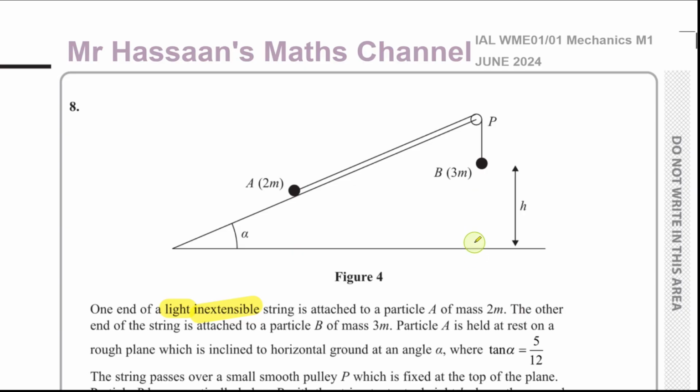The other end of the string is attached to a particle B of mass 3m. Particle A is held at rest on a rough plane. A rough plane, of course, means we've got to deal with friction, which is inclined to the horizontal ground at an angle alpha, where tan alpha equals 5/12.